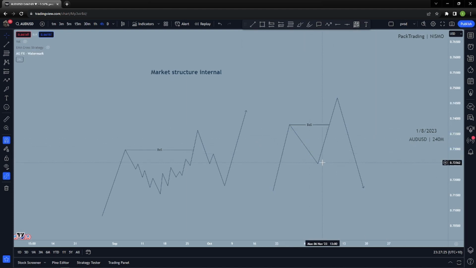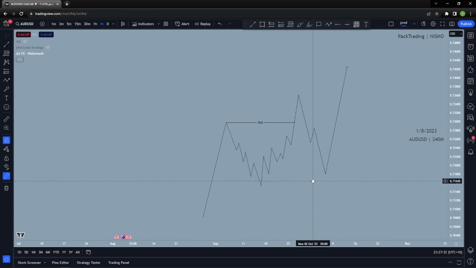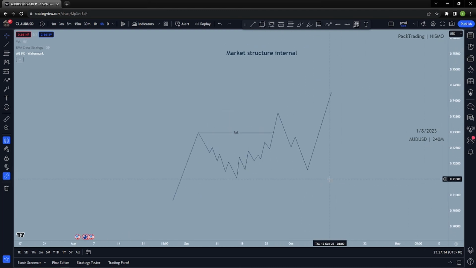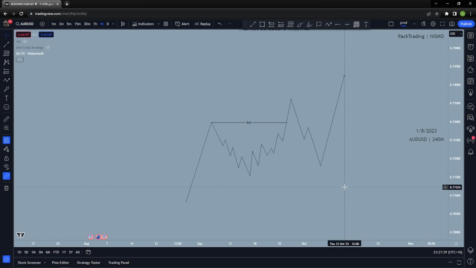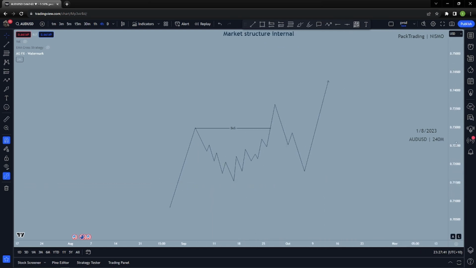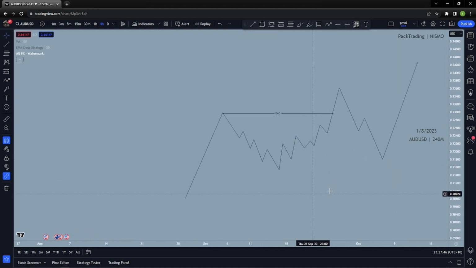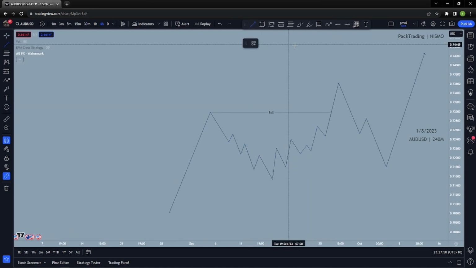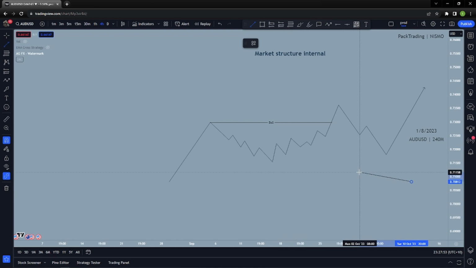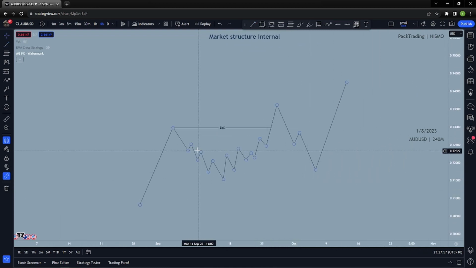But let me go through what internal structure is. Internal structure is within swing range: protected low, protected high, weak low, weak high, however you want to pronounce it. Let's start marking out. Internal is the exact same as swing, the exact same way you would mark swing, but instead it's just internal.